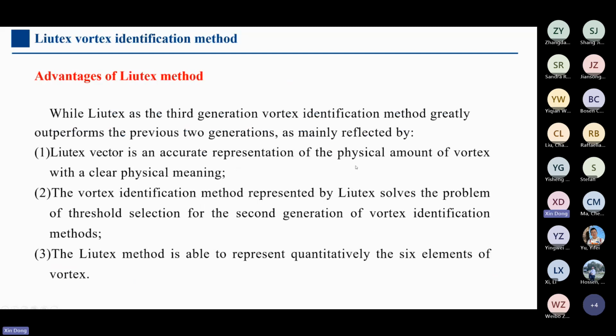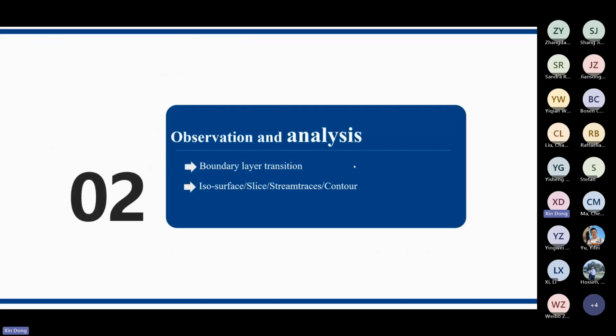As for the advantages of the Liutex method, Liutex as the third generation vortex identification method greatly outperforms the previous two generations, mainly because Liutex is a accurate representation of the physical amount of the vortex with a clear physical meaning. The vortex identification method represented by Liutex solves the problem of threshold selection for the second generation vortex identification methods. The Liutex method is able to represent quantitatively the six elements of the vortex. And in the second part, I give the numerical analysis.